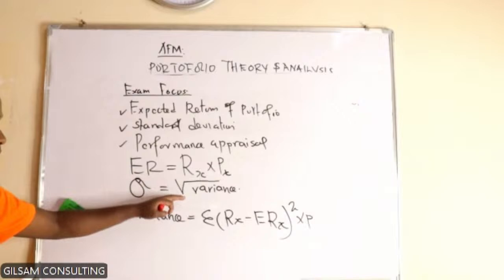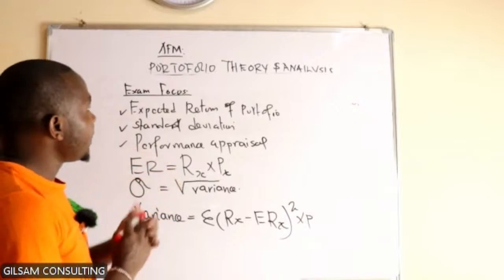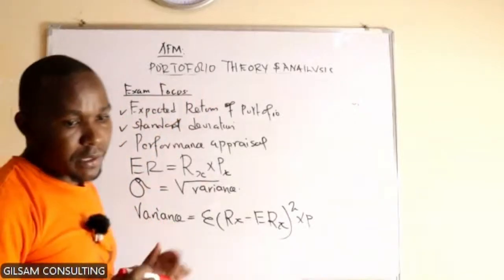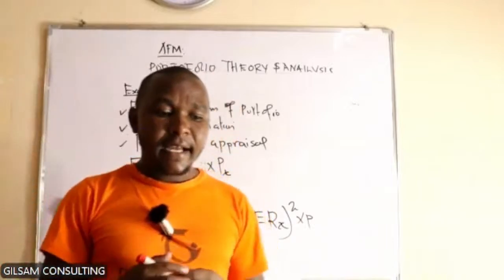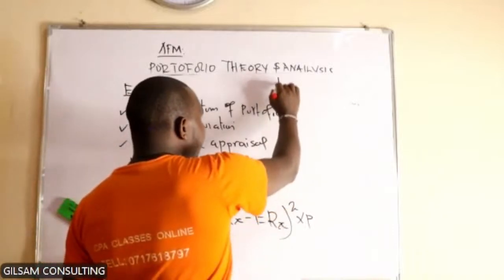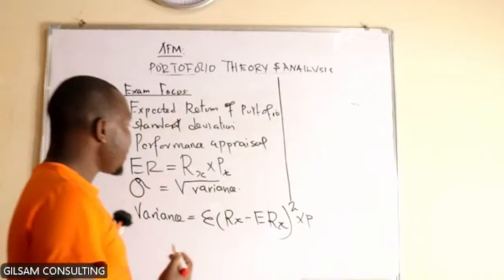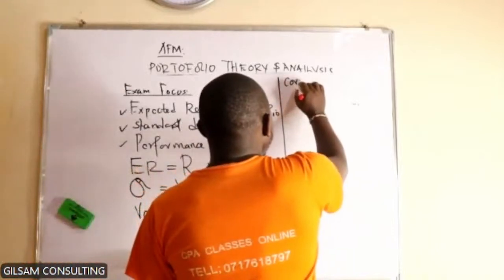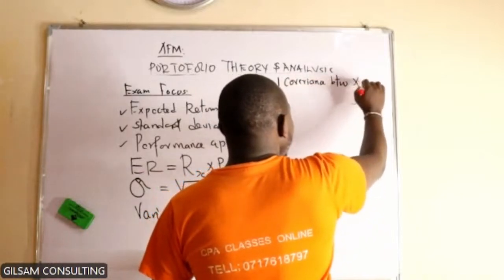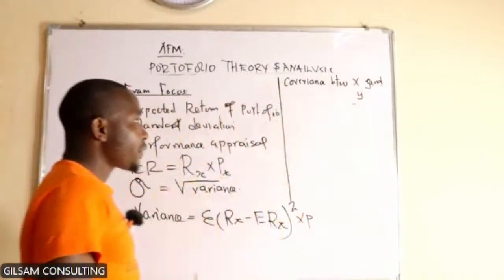This is how to get 15.1. Those are the expected return and the standard deviation, which you will apply by getting the variance. Do we need the standard deviation? Yes, we need the standard deviation, the CV. But now we also need to know the covariance between, maybe, project x and project y.